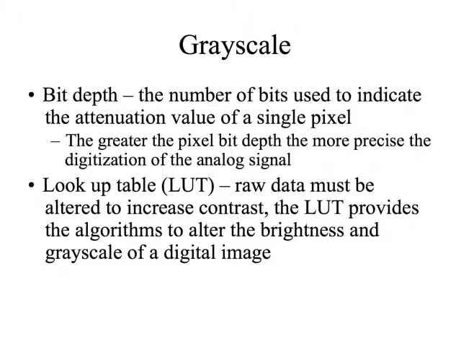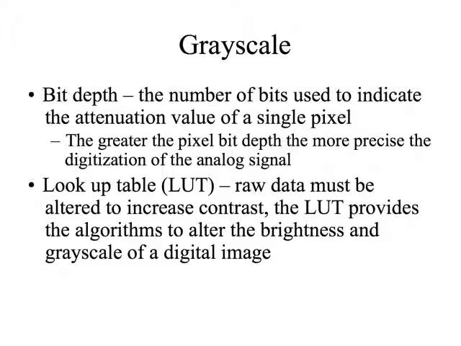Okay, so the number of bits within the pixel is going to tell us how accurately, or with how much precision, it can digitize that analog signal. Okay, and we're going to call that bit depth. You could also call it, I guess, bit number, just the number of bits in that pixel.